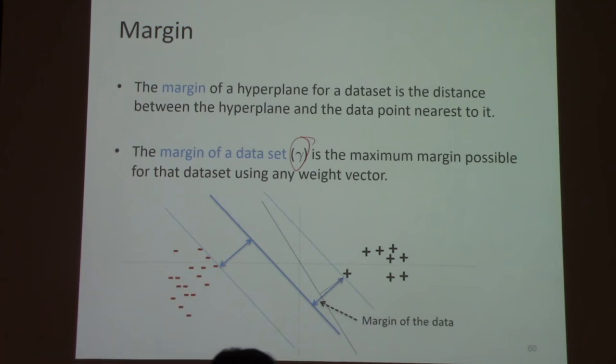Is that restricting the hyperplanes to those that actually do separate the data? Yes. We are assuming that the data is separable for now, because the margin is defined for that case.